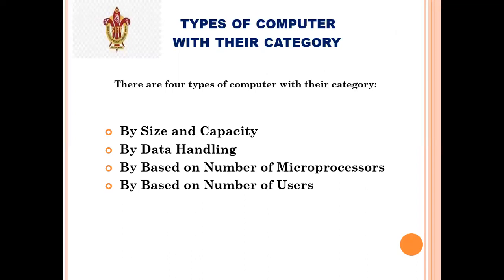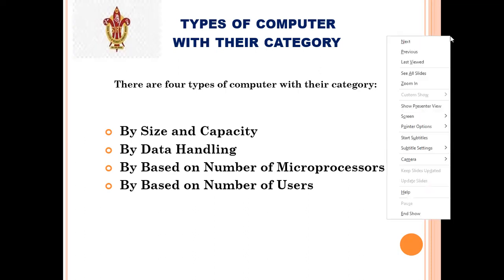So if we come to the first point, that is by size and capacity, it means what is the storing capacity of your working system and how much it can store. Second is data handling. Data handling in the sense how your data is interpreted inside your system. Okay. And third is based on number of microprocessors. Microprocessor means it is generally an integrated chip. So how many microprocessors we are going to use in a particular system, that is how your system is going to be divided. And fourth and last is how many users a specific system can utilize. Next process. So these are the various types of computers. So we will switch to the next part.